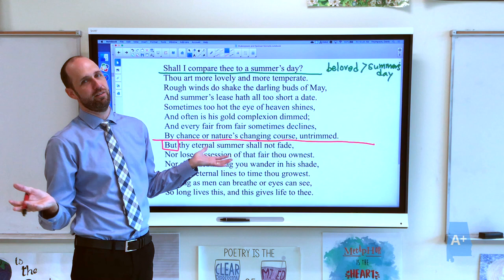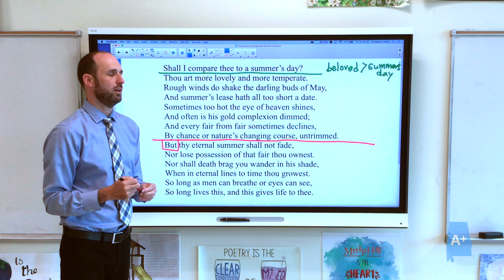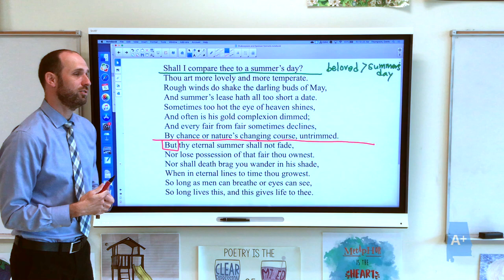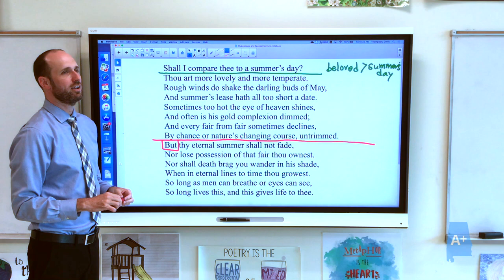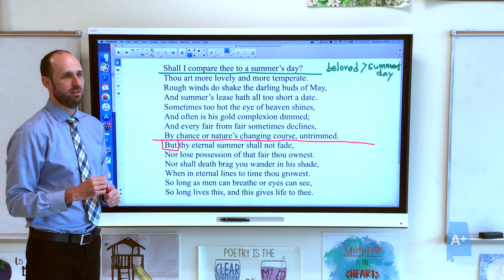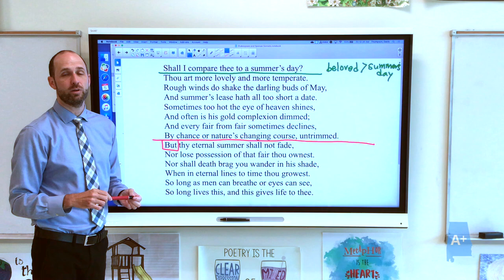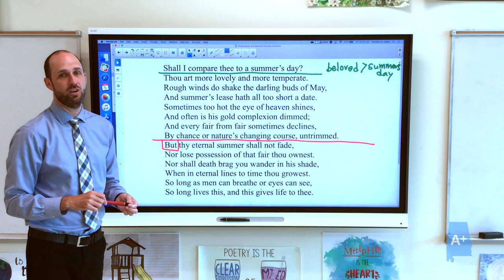Let's read the octave and then come back and kind of translate it into normal English, if you will. The speaker says, "Shall I compare thee to a summer's day? Thou art more lovely and more temperate. Rough winds do shake the darling buds of May, and summer's lease has all too short a date. Sometimes too hot the eye of heaven shines, and often is his gold complexion dimmed. And every fair from fair sometimes declines by chance, or nature's changing course untrimmed."